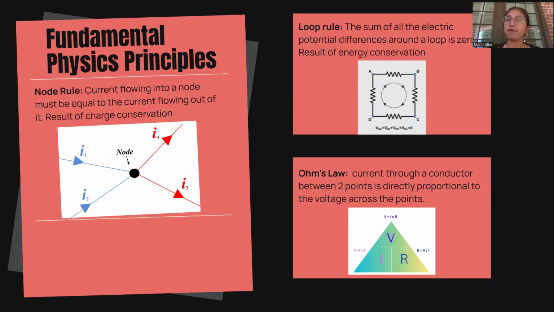So to start off, we'll talk about a few fundamental physics principles, which are the node rule, which states that current flowing into a node, which is shown here, is equal to the current flowing out of it, which is here. And that is the result of charge conservation. And so it's the same thing up here, and this is the loop rule, which is the sum of all the electric potential differences around a loop is 0, which is also a result of energy conservation. So as you can see, the sum of all of these is equal to 0. And lastly, we'll have Ohm's law, which is current through a conductor between 2 points is directly proportional to the voltage across the 2 points, and that is shown in V equals IR.